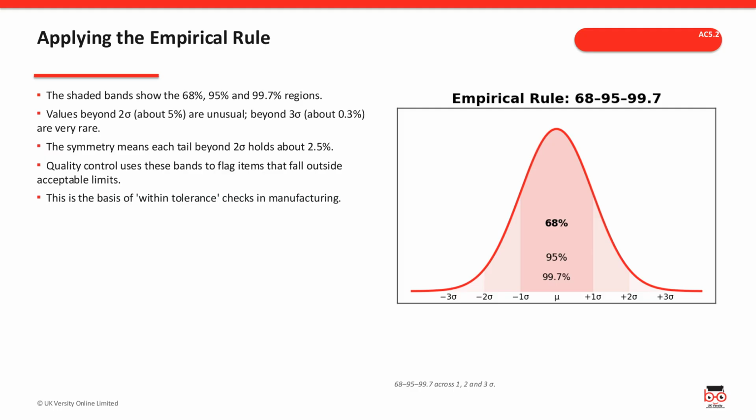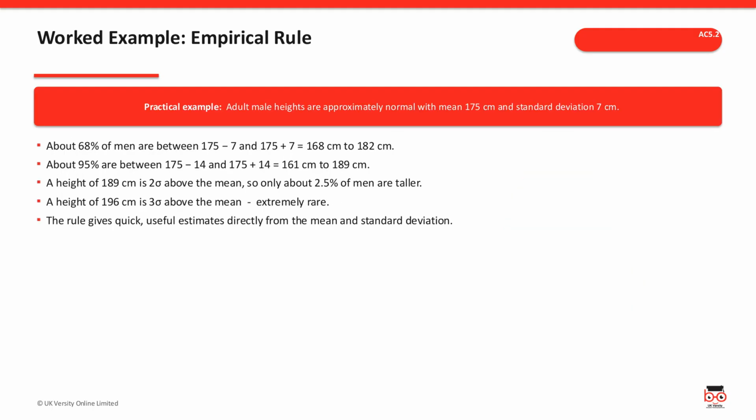Picture those shaded bands on the curve at 68, 95, and 99.7%. Values beyond two standard deviations, only about 5% of the total, count as unusual, and beyond 3, about 0.3%, are very rare indeed. Because the curve is symmetric, each tail beyond two standard deviations holds about 2.5%. Quality control leans on exactly these bands to flag items falling outside acceptable limits. It's the basis of within-tolerance checks on a production line. Let's apply it to real measurements.